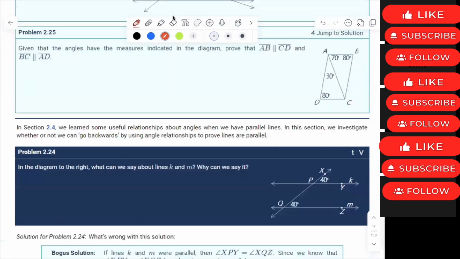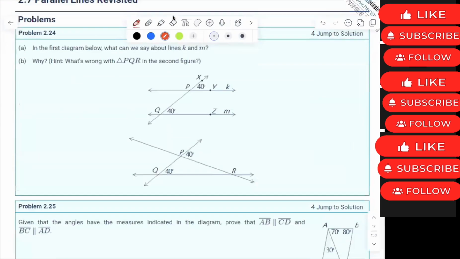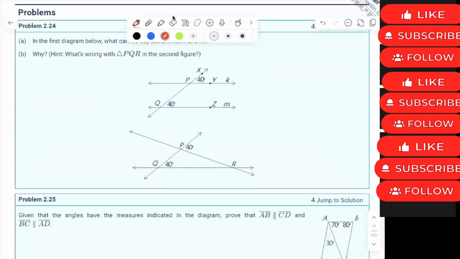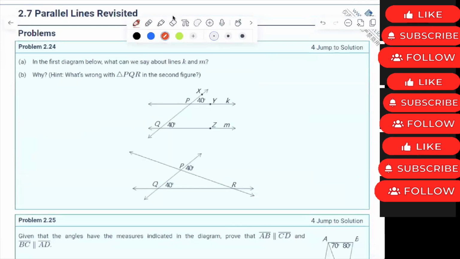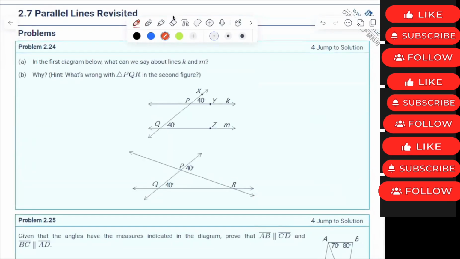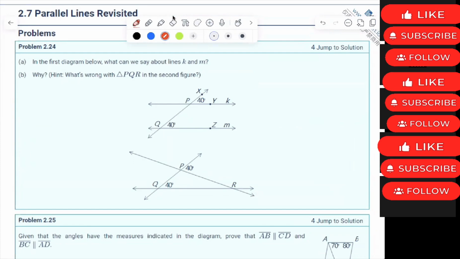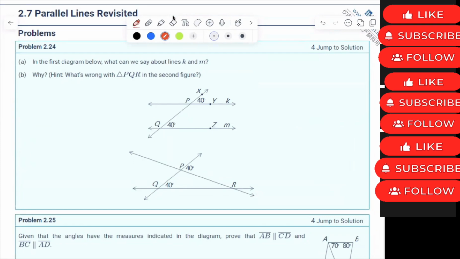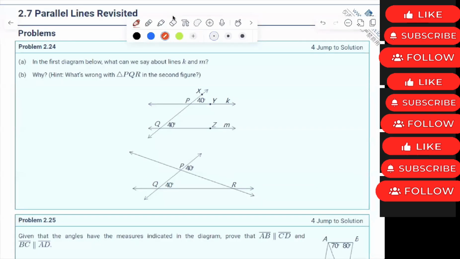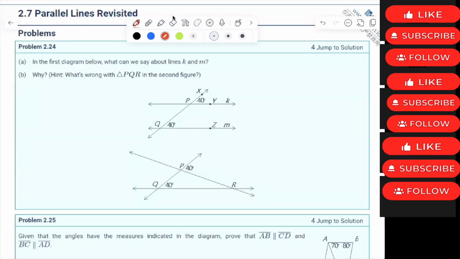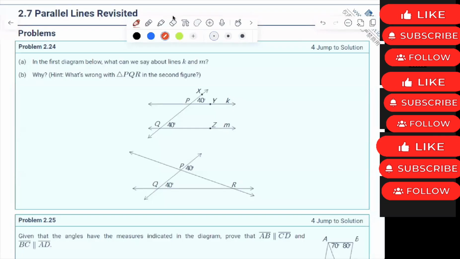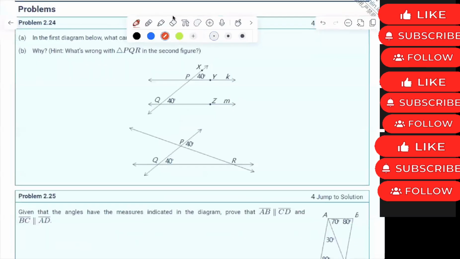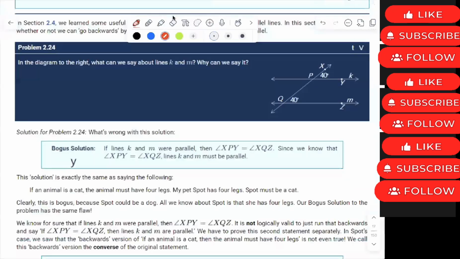Alright? Now I want to go over parallel lines revisited. This is just parallel lines. What is wrong with PQR in the first diagram below? What can we say about lines K and M? Well, they're parallel. Why? What's wrong with PQR in the second figure? Well, what's wrong is that this is a transversal and it's not parallel.